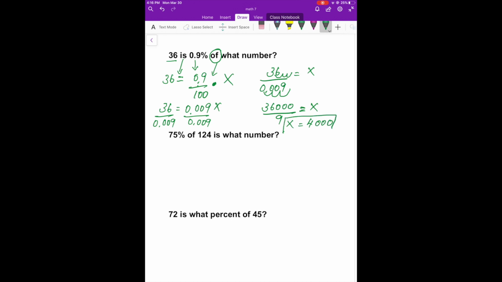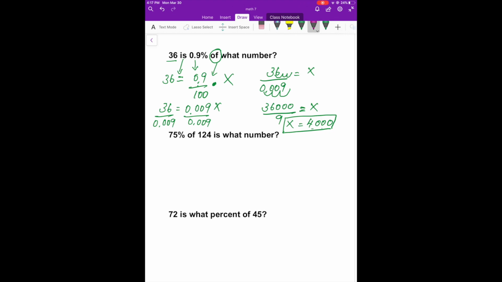Now let's look back and see if that makes sense. 36 is 0.9% of 4,000. So what is 10% of 4,000? It is 400. 1% would be 40. So 36 is very close to 40. So that will be almost 1%, like 0.9%. So that makes sense.